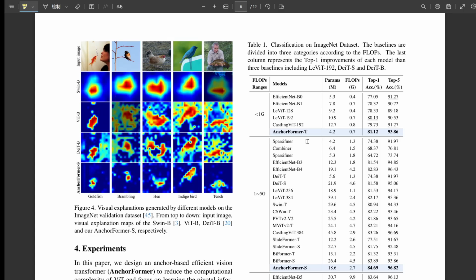Did they show anything visually, like where the model is looking? They did. Figure 4 has some Grad-CAM visualizations. These are heat maps that try to show which parts of the image the model paid most attention to. And the visualizations suggest AnchorFormer is indeed focusing on the relevant objects or regions in the images, which supports the idea that it's learning to identify that pivotal information effectively.